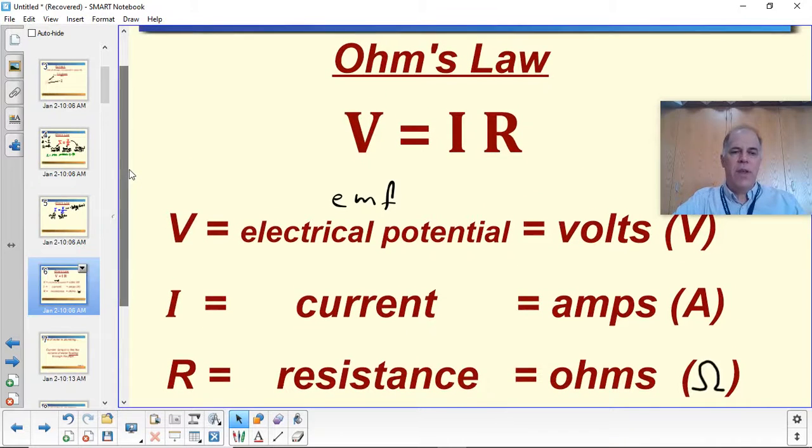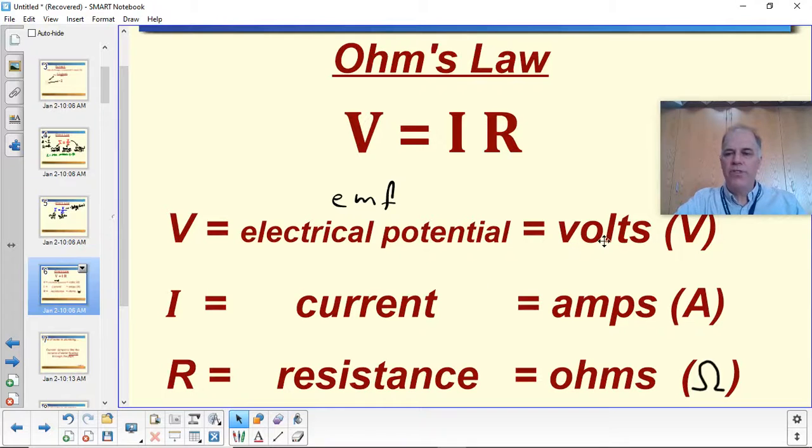To define these things, V in Ohm's law is volts. And the nice thing about volts is that the symbol for volts and the unit are the same. It's the only one. I is current, as we saw before, and the unit of current is amps. And finally, R is resistance, and the unit for resistance is ohms, which we represent with a Greek capital omega. It looks like a horseshoe. So V is volts, I is current in amps, R is resistance in ohms. Take a minute to write these things down.